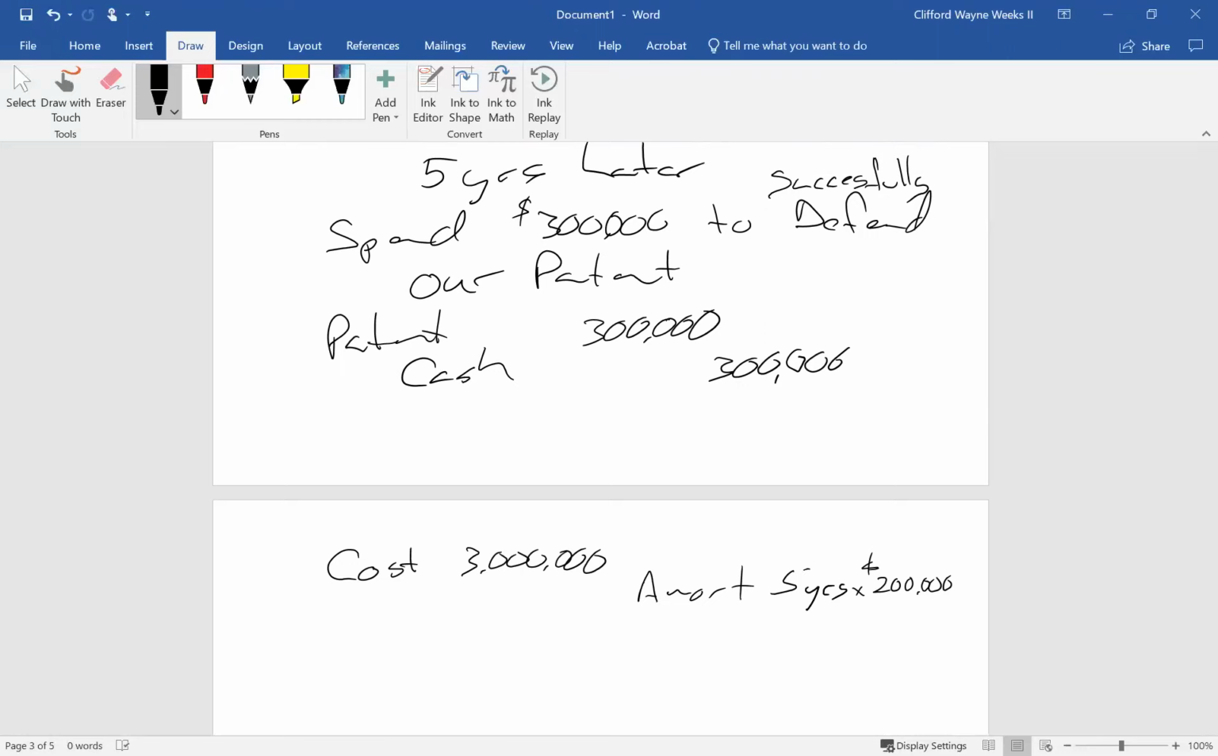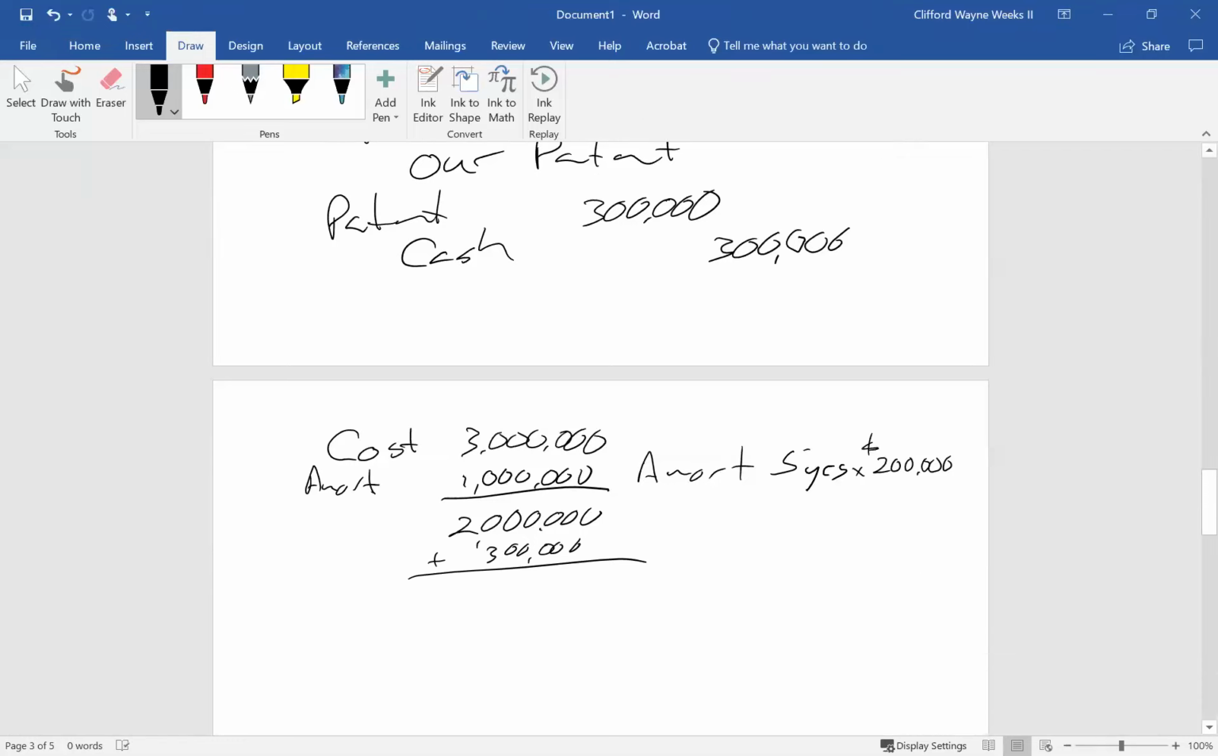And so we have amortized already $1 million. And so this is our amortization. So we have something that's worth $2 million. But because we successfully defended it, we have to add the 300,000. And so now we have, by the way, this is what's referred to as the carrying value. And this was the defense.